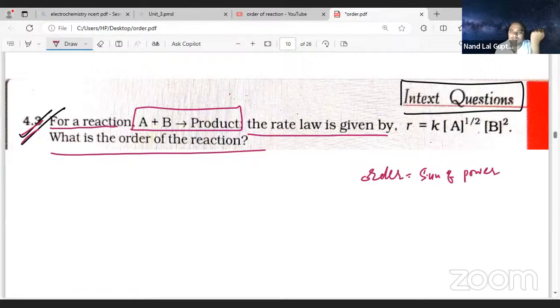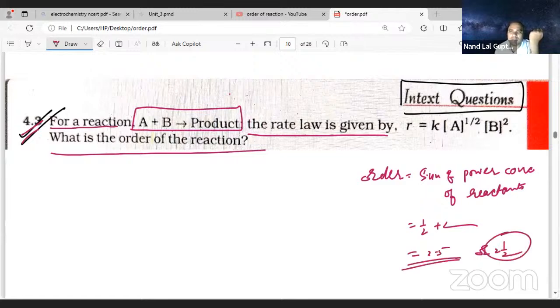This is the in-text question. Order is the sum of power of concentration of reactant, not product, in the rate law expression. So 1 by 2 plus 2 is 2.5. So this is very simple now.